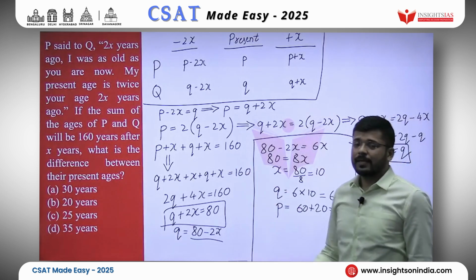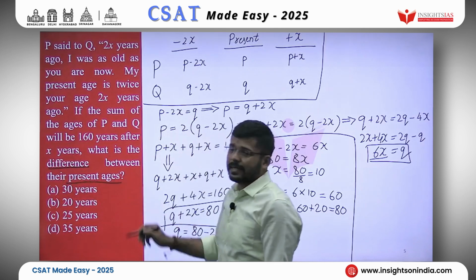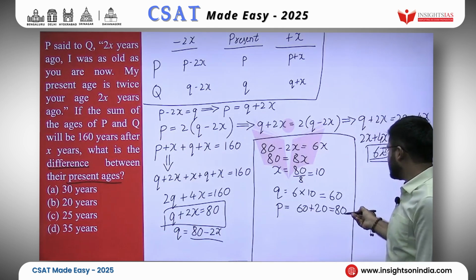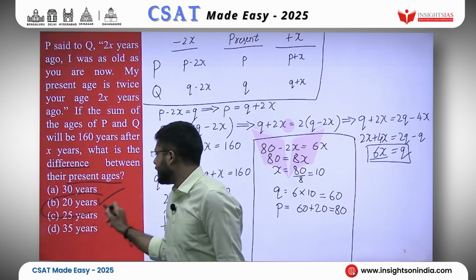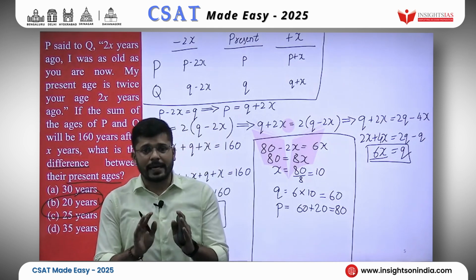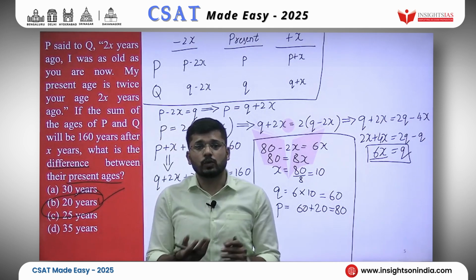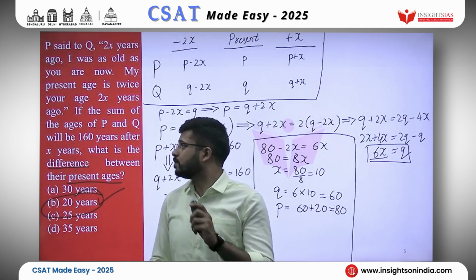And what are they asking us? They are asking us what is the difference between their percentages. So if one person is at 80 and the other is at 60, the difference would be 20. Okay. Now you have a very good idea of ages and how to solve ages problems using simultaneous equations. Now we shall look at your homework problem.